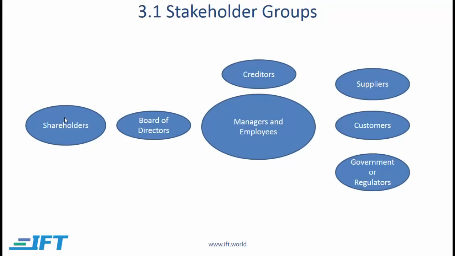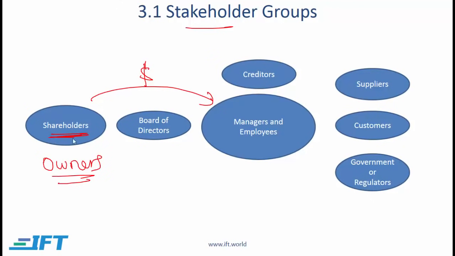Here is a quick view of the different stakeholders. Perhaps the most important stakeholder is the shareholders. Shareholders provide capital to the company, and they are, in a sense, the owners of the company. Shareholders want the company to do well because as the company value increases, share price goes up, and obviously shareholders are happy. Now, at large public companies, the shareholders elect a board of directors to oversee the company management.